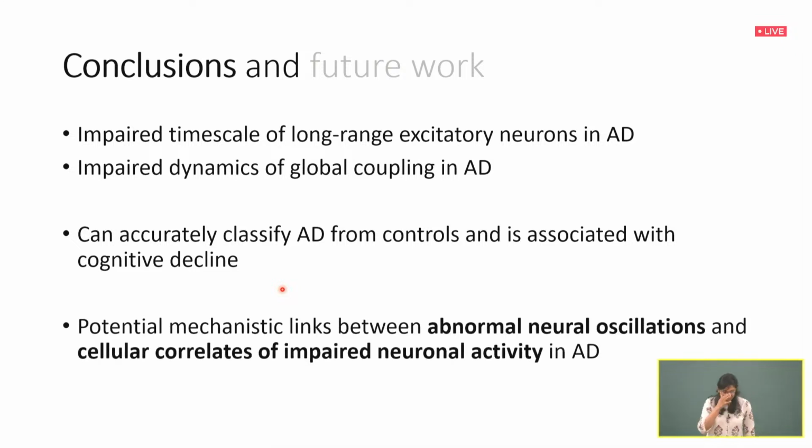the whole idea of this kind of work is, using something like this, we can try and identify potential mechanistic links between abnormal neural oscillations and cellular correlates of impaired neuronal activity in Alzheimer's disease. Abnormal neural oscillations is what you can see in real data, but what are the cellular correlates of that impaired activity? That is something you can't see with just recording somebody's neuroimaging data alone. That is where you need some kind of modeling, or you can only do that in basic science studies with rodent models. So, using this model helps in identifying those mechanistic links.